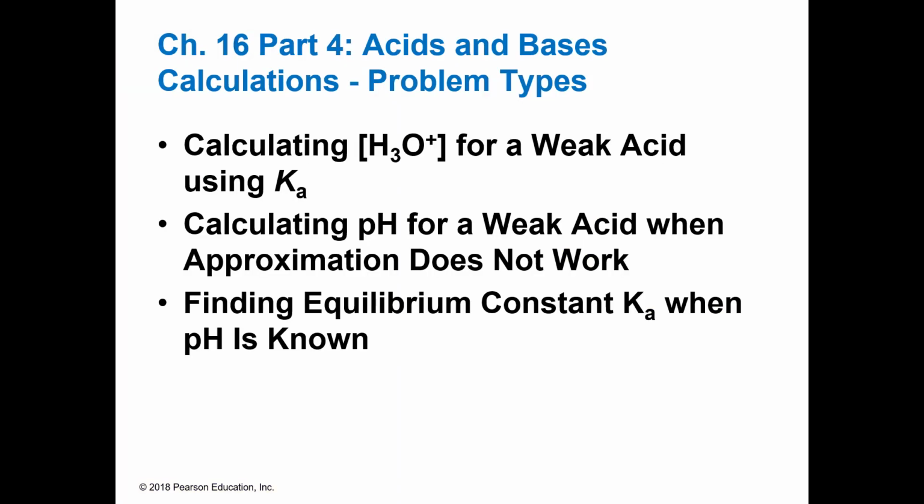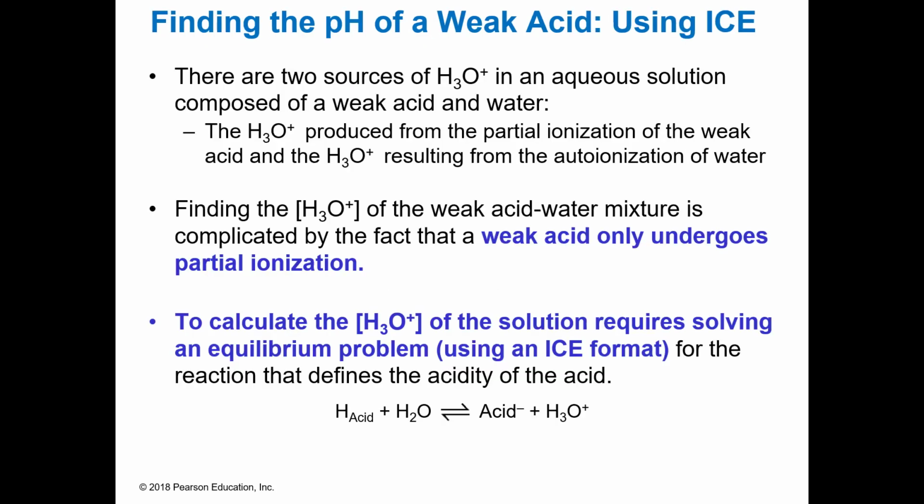And in this part, we're going to calculate the H3O plus for a weak acid using the Ka value. We're going to calculate pH for a weak acid when approximation doesn't work. And remember, when approximation doesn't work, we're going to have to use the quadratic formula. And then finding the equilibrium constant when you know the pH. We're going to use our knowledge of how the pH and the H3O plus concentration interact with each other to be able to find that in a reaction.